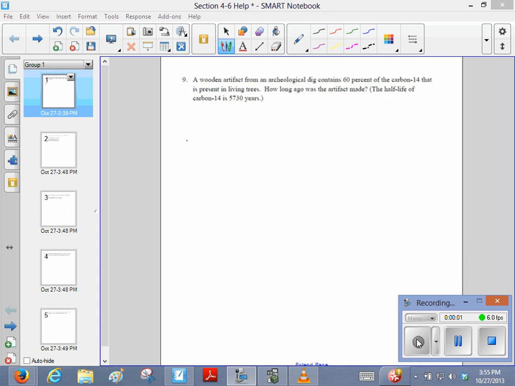Okay, so this is a problem about half-life, and I know that half-life means the length of time it takes for a substance to decay by half. They're telling us the half-life of carbon-14 is 5730 years.